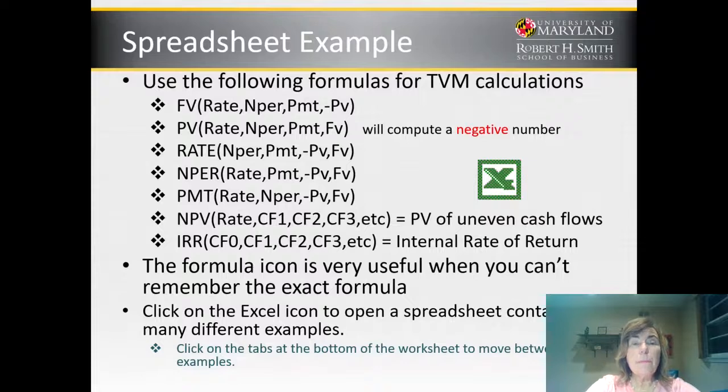The number of periods, that's what NPER stands for, has rate, payment, minus present value, future value. Payment has rate, number of periods, minus present value, future value. Net present value, here we don't need to put in negative numbers. We put in the rate and then the series of cash flows. We use this function for the present value of a stream of uneven cash flows.